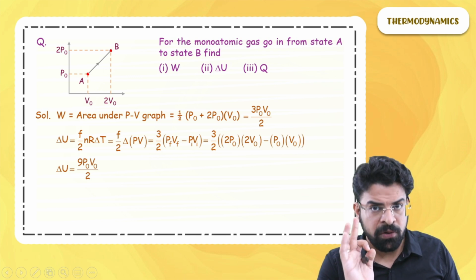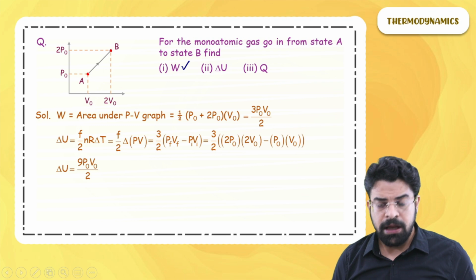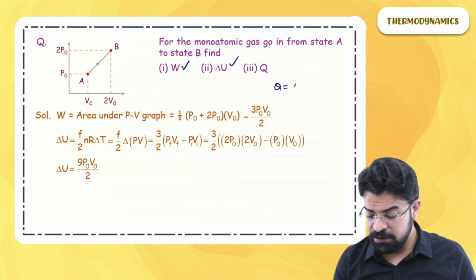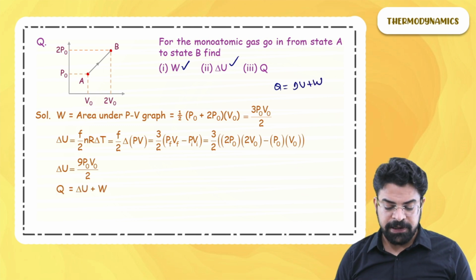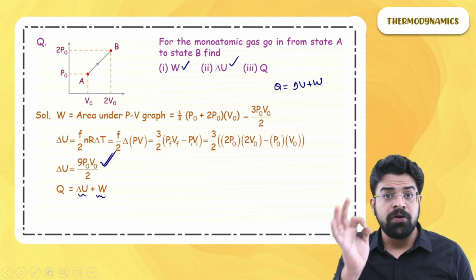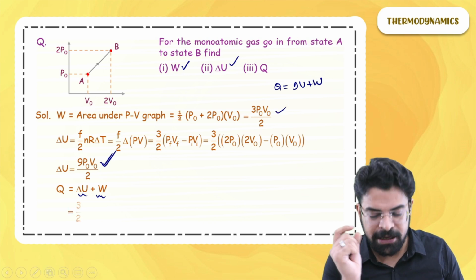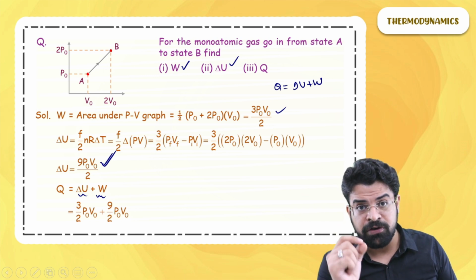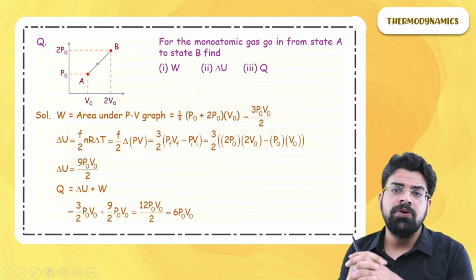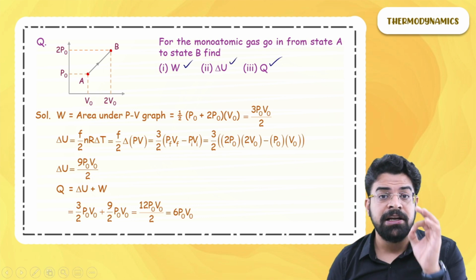Till now, have you found anything tough? Now bachon, once you have calculated the work done in the process and you know the change in internal energy in the process, then what has to be the heat given? Heat given has to be nothing but the change in internal energy plus work done. You have found the change in internal energy of the gas, 9P0V0 by 2. You have found the work done by the gas, 3P0V0 by 2. So beta, the heat given has to be equal to 9P0V0 by 2 plus 3P0V0 by 2. That comes out to be 12P0V0 by 2, which is nothing but 6P0V0. So this is how you can find all 3: the work done by the gas, the change in internal energy of the gas, as well as the heat given to the gas.